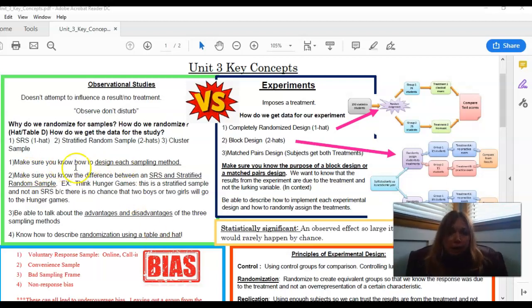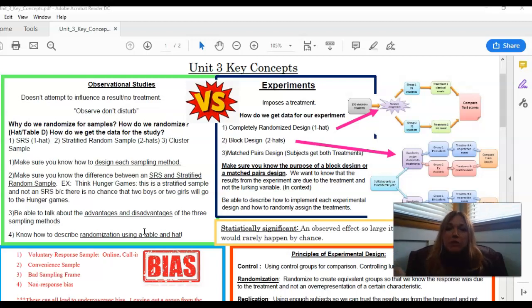Okay, so let's see here. Make sure you know how to design each sampling method. So we talked about that. Make sure you know the difference. We talked about those. Advantages and disadvantages. I believe I talked about that as well while I was doing that. And know how to describe randomization using a table and a hat. So I'll make a separate video over a table later. Right now, pause the video and write down any questions you might have over observational studies.